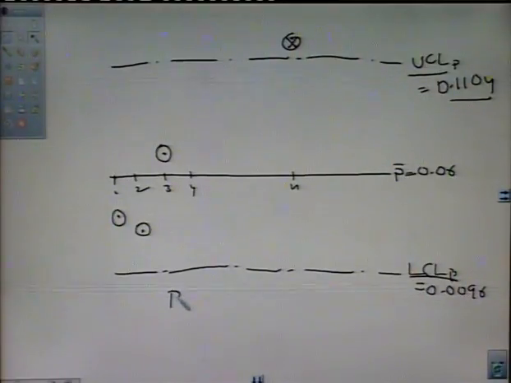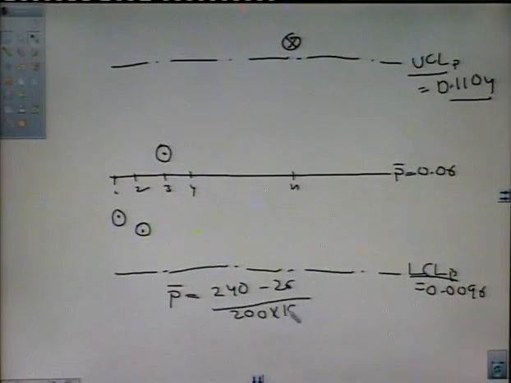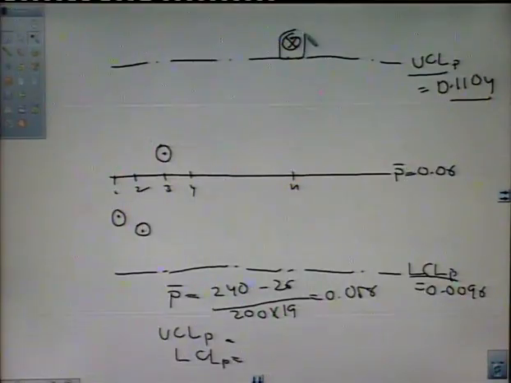We will be calculating the mean fraction defective again. It will be calculated by subtracting 26 from 240 divided by, now only 19 samples are there, so it will be 0.056. Again we are going to calculate the revised upper control limit of the P chart and lower control limit of the P chart, and then again we will be plotting the control chart and we will find whether all the points or the fraction defectives lie within the control limits, and we are not going to include the value of the 11th sample.